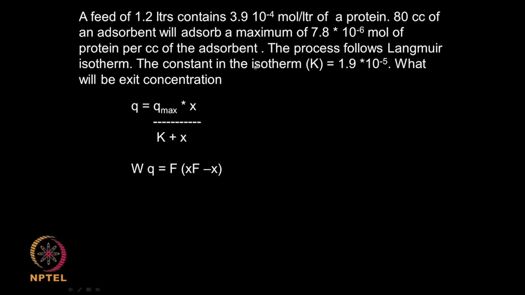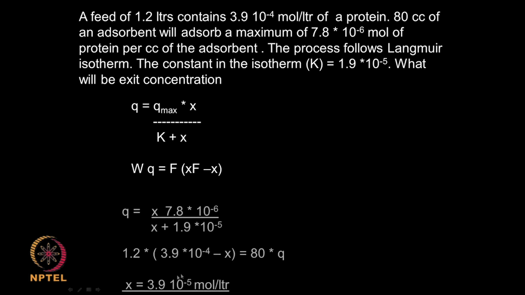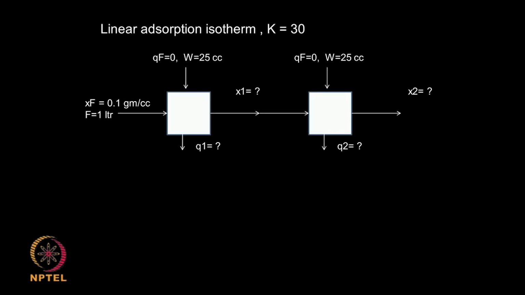Q max is given, and K is given here, and then I use a mass balance again, W into Q. Again I am using fresh adsorbent, so the concentration of solute in the adsorbent in the feed is 0. So I can put them together and calculate the concentration of the solute in the solution leaving. Simple. It is quite a useful relationship using just the mass balance.